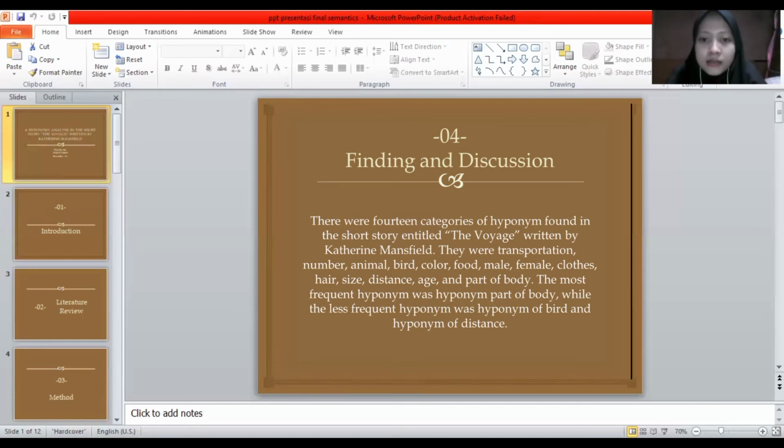And then next is finding and discussion. Based on the data analysis, there were 14 categories of hyponymy that I found in the short story entitled The Voyage, written by Katherine Mansfield. They were hyponymy of transportation, number, animal, bird, color, food, male, female, clothes, hair, size, distance, age, and part of body. The most frequent hyponym that appeared was hyponym of part of body, while the less frequent hyponyms that appeared in the short story were hyponym of birth and hyponym of distance.